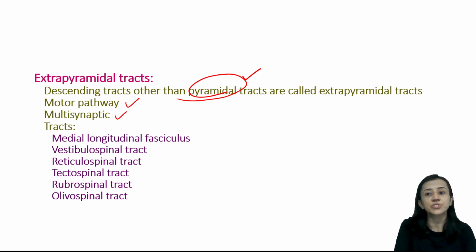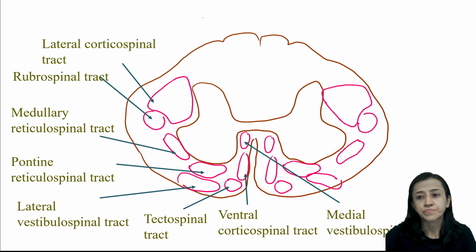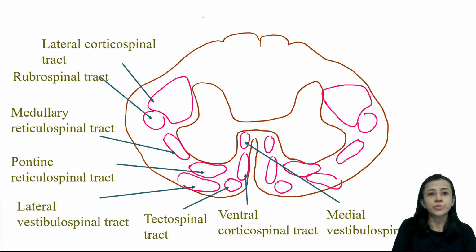One, that is medial longitudinal fasciculus. Second one, vestibulospinal tract, then reticulospinal tract, tectospinal tract, rubrospinal and olivospinal tract, we will discuss. You can see here I have shown all these tracts. First, medial longitudinal fasciculus, that is not visible here. I'll show the other tracts. Vestibulospinal tract, lateral, here you can see this is vestibulospinal tract, then reticulospinal tract, tectospinal tract. Okay, here this one in the spinal cord, olivospinal tract. Okay, we will discuss one by one.